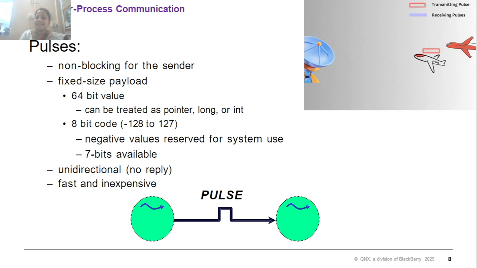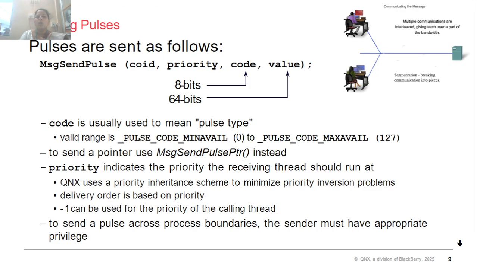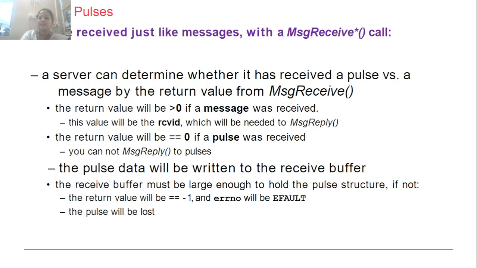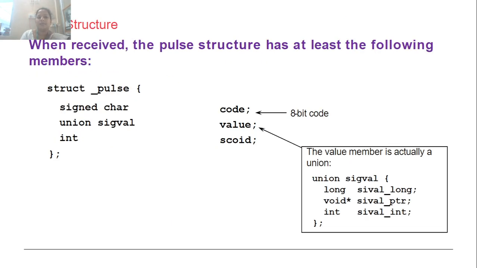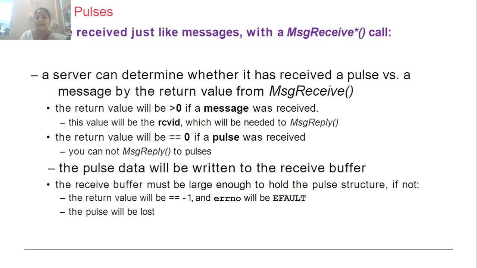Then about pulses, which we can detail in the next slide also. Pulses are non-blocking for the sender, with a fixed size of 8 bytes and an 8-bit code. They are unidirectional, fast and inexpensive. How do we send pulses? With MsgSendPulse, giving the connection ID, COID, then the priority, code and value. A pulse is received just like messages, with MsgReceive or similar. The pulse data will be written to the receive buffer.